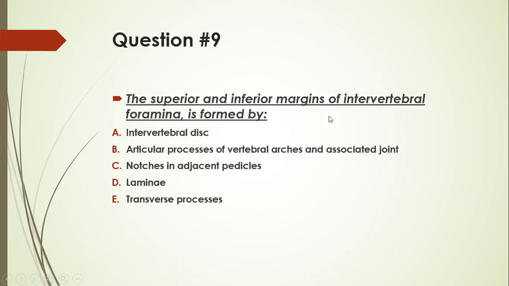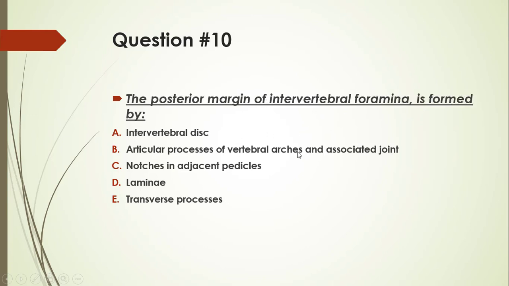Superior and inferior margins of intervertebral foramina are formed by. The posterior margin of intervertebral foramina is formed by. Last question. The anterior border of the intervertebral foramina is formed by.